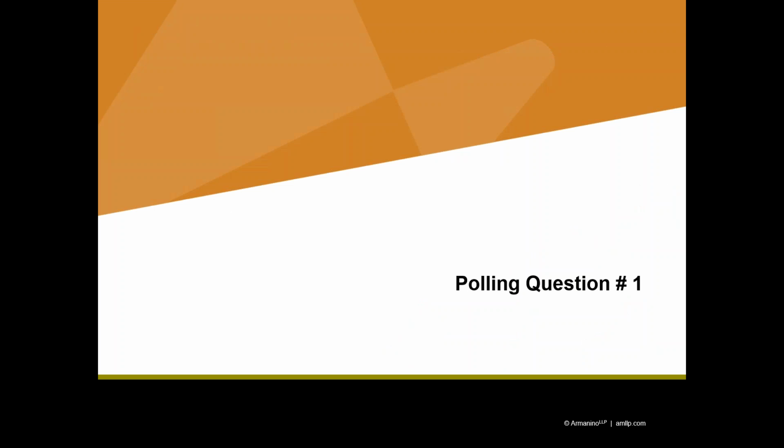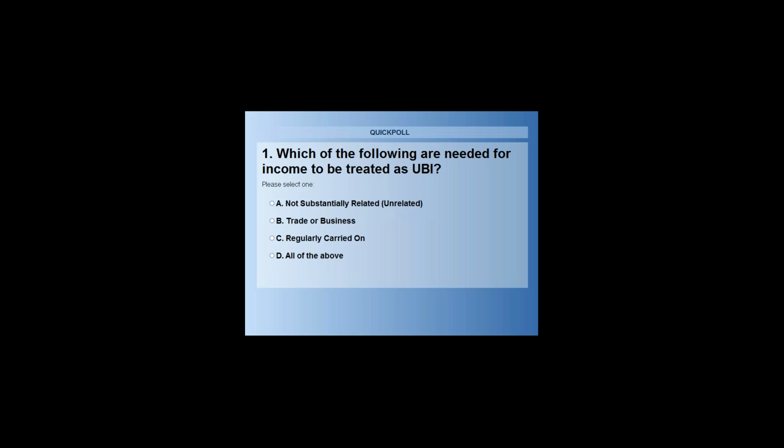Which brings us to polling question number 1. Thank you, Lynn. So first polling question of 4, and if you're joining us for CE, you'll need to answer at least 3 of the 4 questions. Question 1 is, which of the following are needed for income to be treated as unrelated business income? Is it A, not substantially related or unrelated? Is it B, must be a trade or business? C, regularly carried on? Or D, all of the above? We'll give you about 5 seconds to answer the question. And we'll close the polls in 3, 2, and 1.